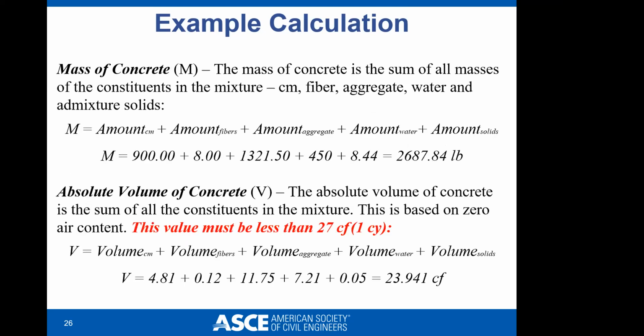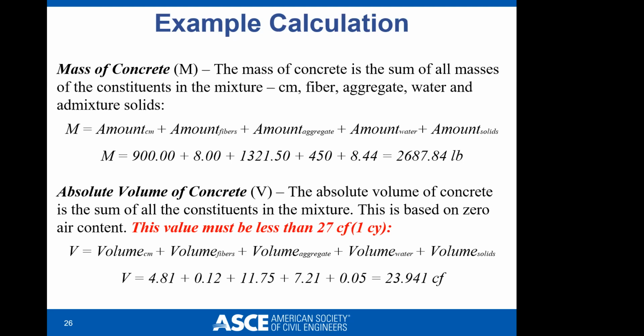So in the end, you want to summate your mass of concrete by taking all the masses of your cementitious materials, any fibers you're using, the aggregates, the water, and any solids that you have from your admixtures; mineral fillers would fall under this category. You sum that up, and you get your mass of material for your particular concrete in units of pounds per cubic foot. Then you want to figure out what your absolute volume is, for all your constituents. I'll warn you that it should be less than 27 cubic feet, which is 1 cubic yard.